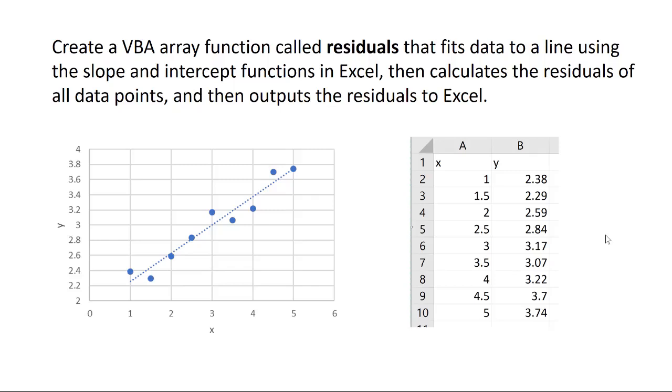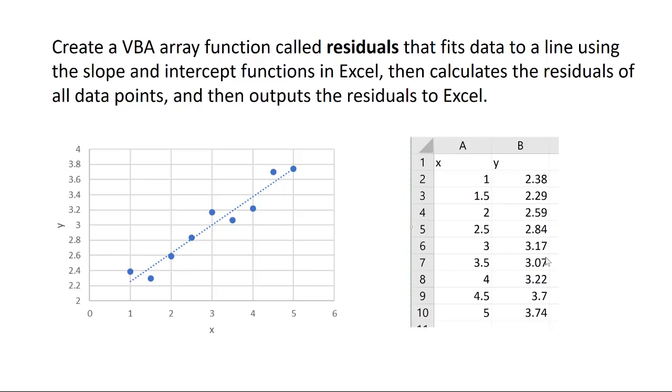Okay, I've got another example, a third example, on creating a VBA array function called residuals that's going to fit the data to a line. So I've got some XY data here. We have the independent variable X, which is along the X-axis here, and I've got Y data. So this would be experimentally observed data. We're going to fit the data to a line using the slope and intercept functions in Excel.